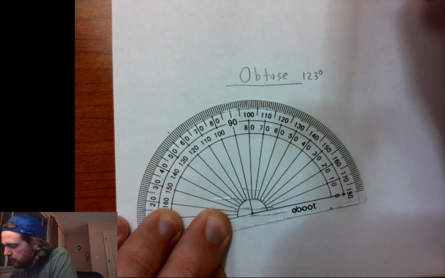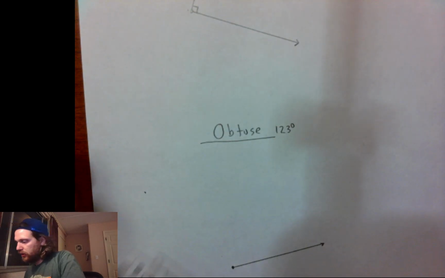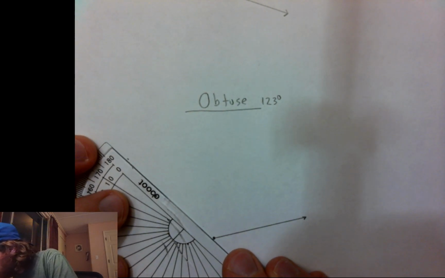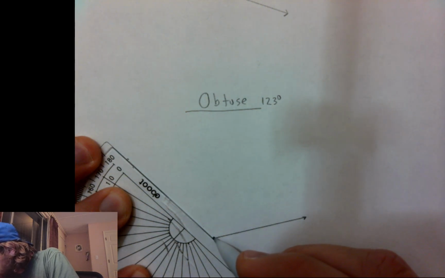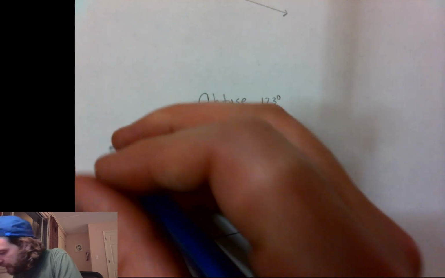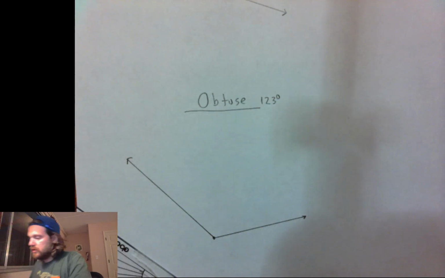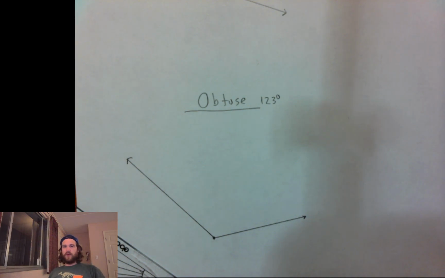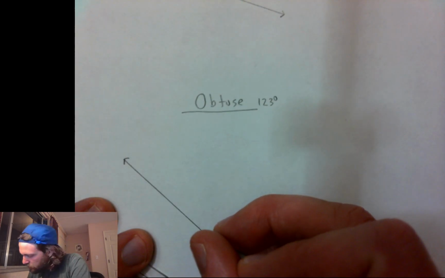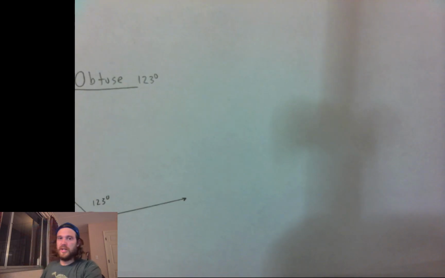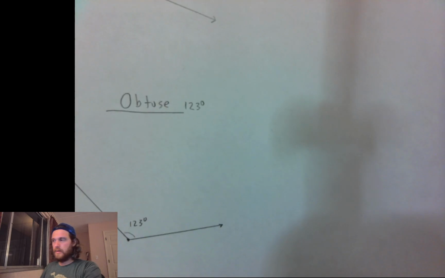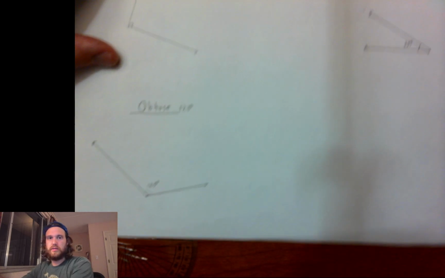All right? And that should look bigger than 90. It should be a bigger turn than 90 degrees. So then I can line that up there. Bazinga. Straight on out. You guys should have these in your notes. Be practicing with me. Here's my 123 degree angle. That's a beauty.